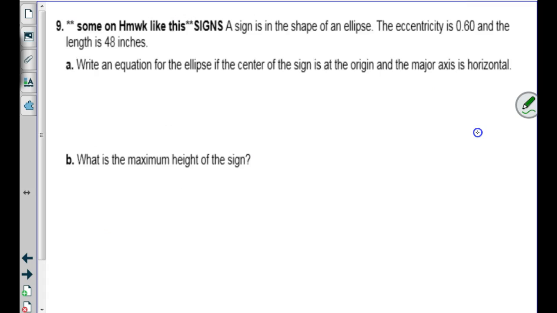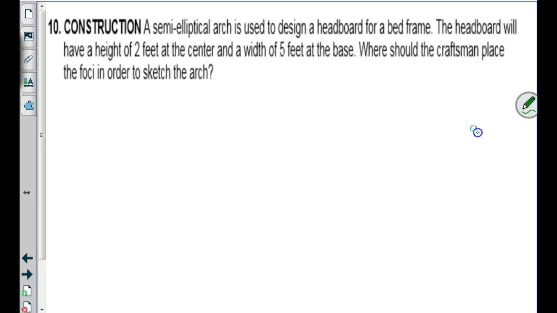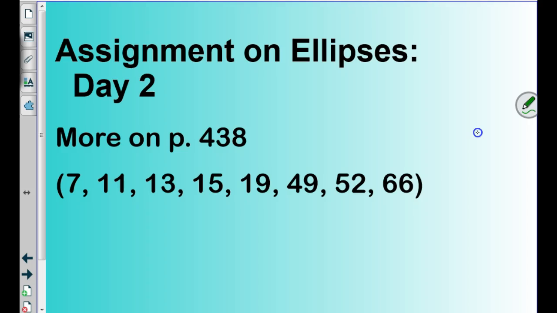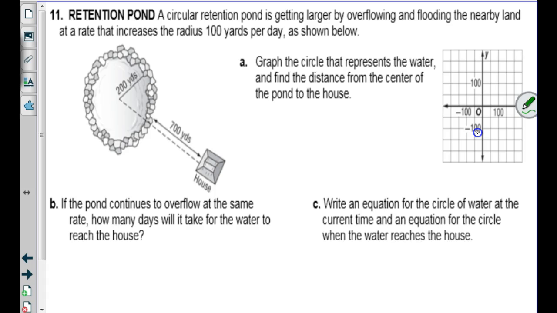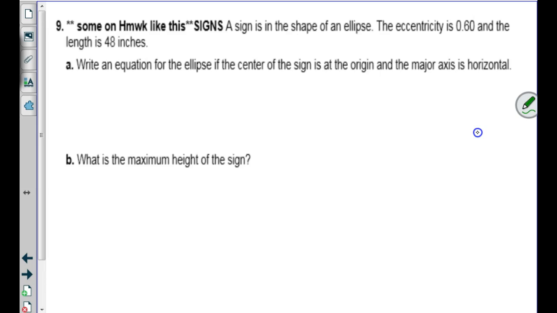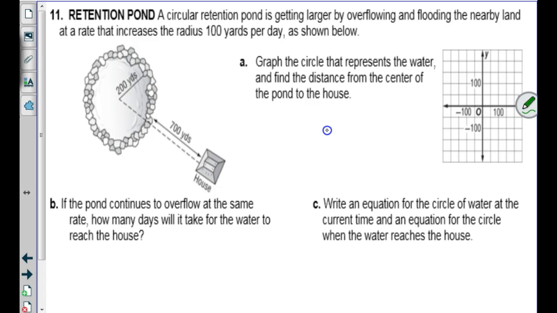Honestly, there's not an application problem on the quiz. So what do you want me to talk about? You're funny. I don't think there's actually one like this on the homework. I think I took it off. So if they gave you the eccentricity and you had to work backwards, that would be kind of a pain.